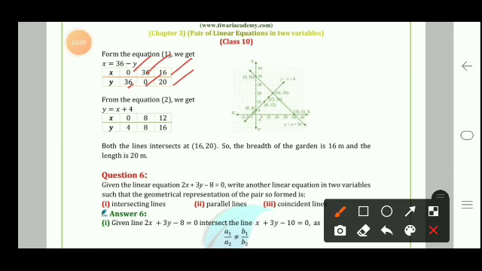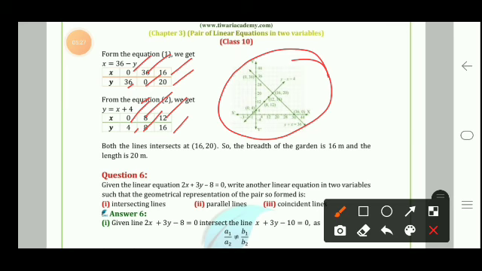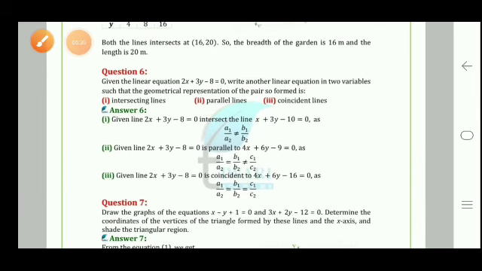For equation 2, y is equal to x plus 4, we have x equal to 0, y is equal to 4; x is equal to 8, y is equal to 12; x is equal to 12, y is equal to 16. So both the lines intersect at 16, 20. So the breadth of the garden is 16 meters and the length is 20 meters. In the graph, what we are getting is an intersecting line. Moving towards question number 6.